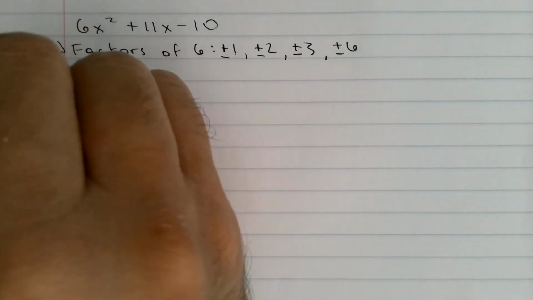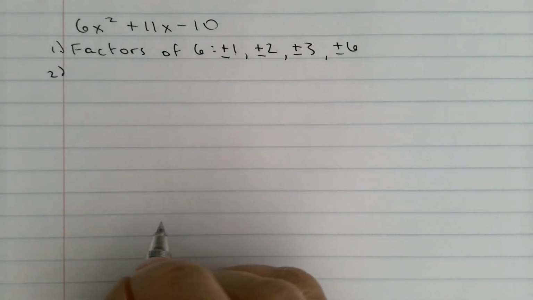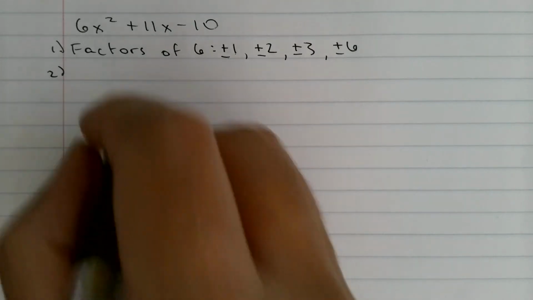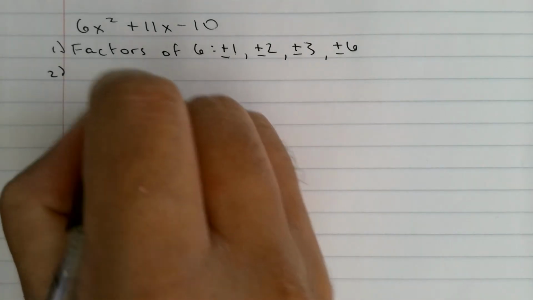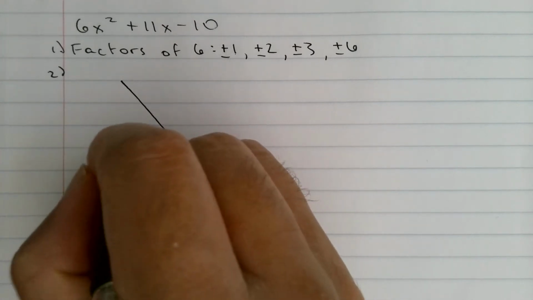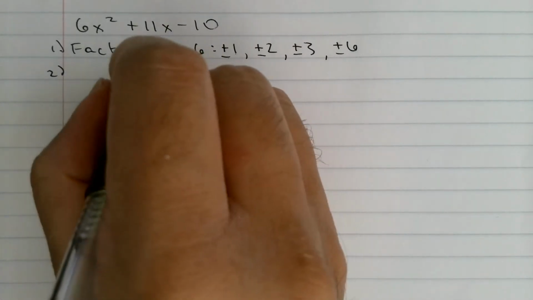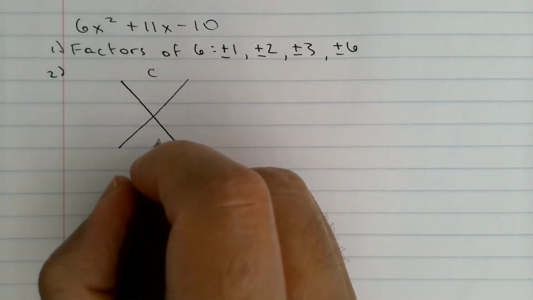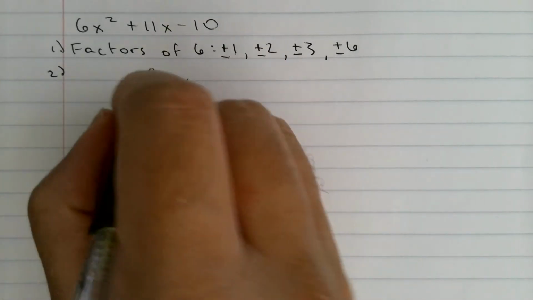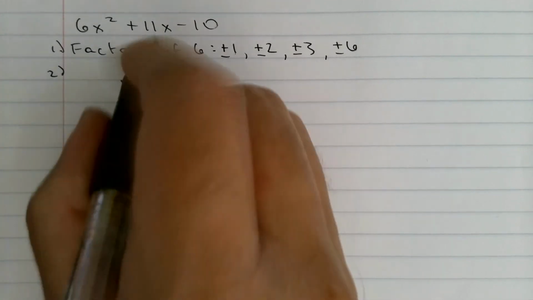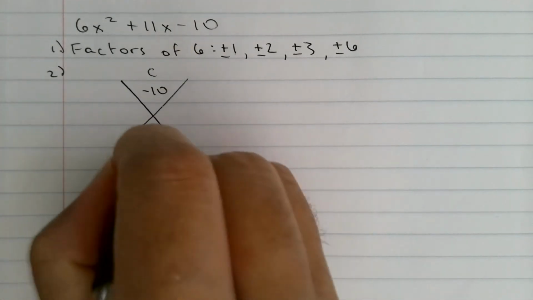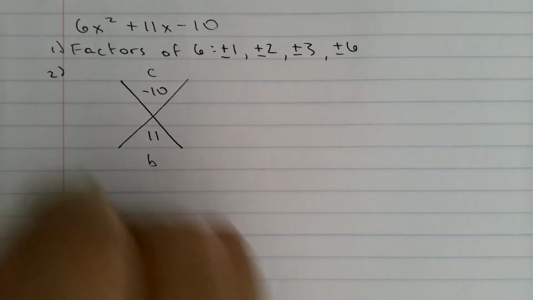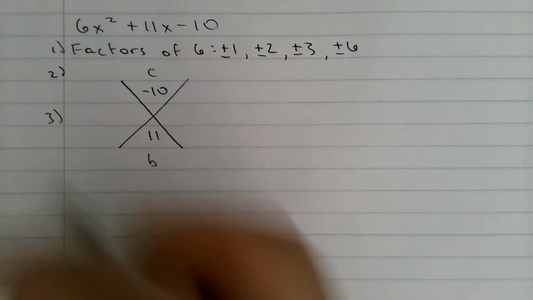Now we're going to create a big X for step 2. Create a big X and write the parameter C in the top spot and B in the bottom spot. So C goes up top, B goes on the bottom. Our C value in this case is negative 10, that's the constant. And the B value is the number in front of the x, which is, in this case, the number 11. That's step 2.